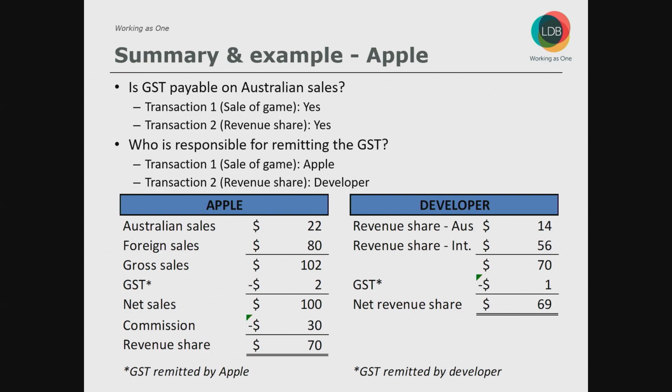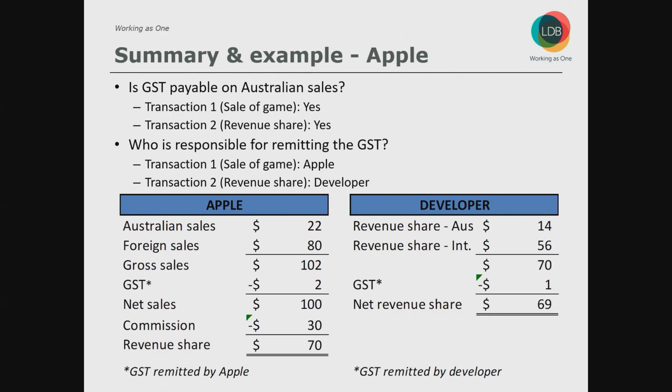In regard to transaction two, the revenue share with Apple, is GST payable on this? Yes, it is, because you've got two registered companies, Apple Australia and the developer, you. And who is responsible for remitting the GST on that income? In this situation, it's the developer, because the developer is receiving the money from a private Australian company registered for GST.